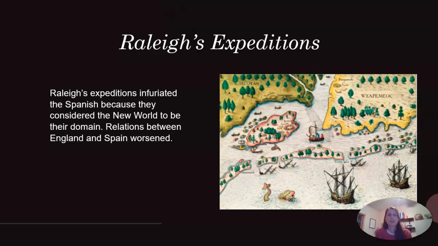Raleigh's expeditions infuriated the Spanish because they considered the New World to be their domain. Relations between England and Spain worsened.